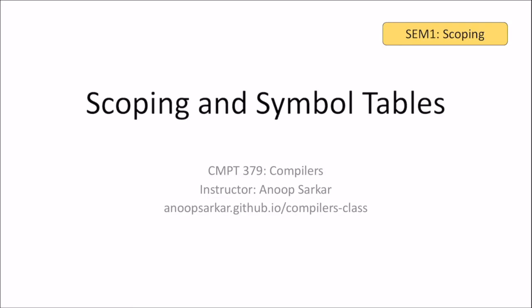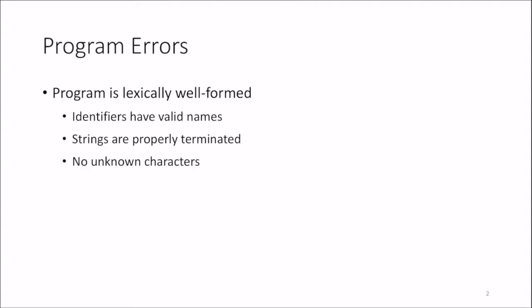In this video lecture, we're going to deal with scoping in programming languages and how we can use symbol tables in order to implement scoping rules in programming languages. So far we've looked at different kinds of program errors. So we looked at whether a program is lexically well-formed, whether the identifiers have valid names, or the strings are properly terminated, and whether it has known characters, like there should not be any unknown characters. And these are the lexical errors that we were finding in our lexer.